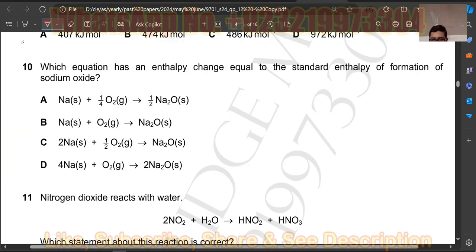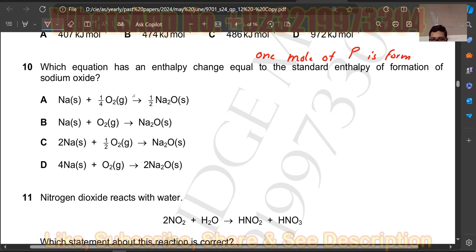The next question, number 10. Which equation has an enthalpy change equal to the standard enthalpy of formation of sodium oxide? We have to recall the definition of the enthalpy of formation. It says that 1 mole of product is formed.